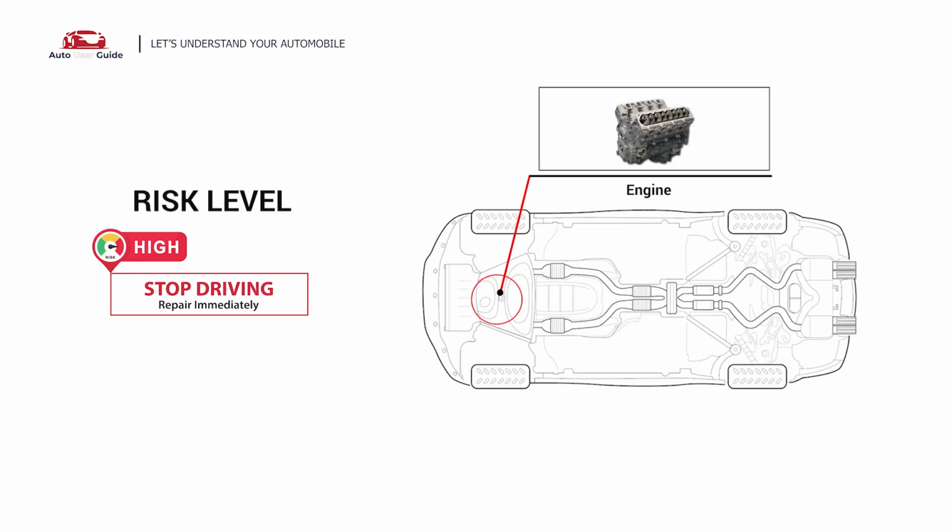This engine code indicates a single-cylinder misfire. Cylinder not specified. This means that your vehicle's powertrain control module has detected a misfire in one of the engine's cylinders, but it cannot pinpoint which specific cylinder is causing the problem. Under these circumstances, stop driving and repair your vehicle immediately.